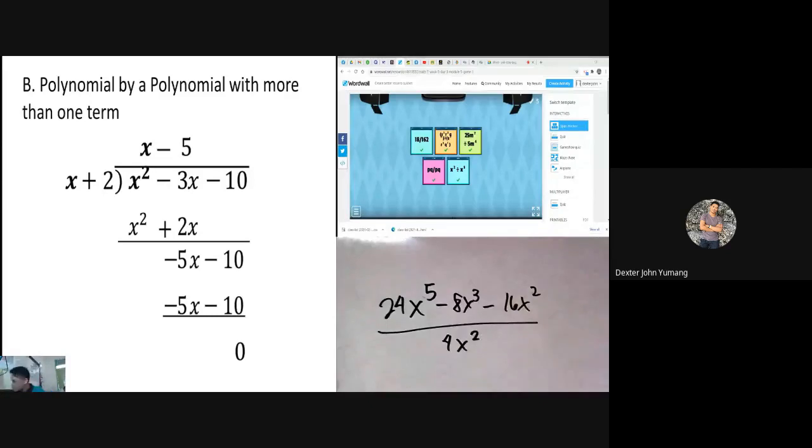So, time starts now. 3 minutes. Kaya niyo yan, class. Alam ko, kaya niyo yan. Sa 7 na naiwan, hindi pala, sa 6 na naiwan ngayon na online, alam kong kaya niyo yan.